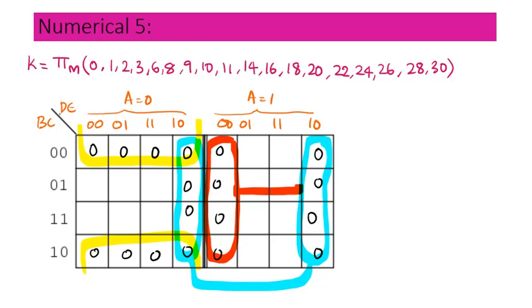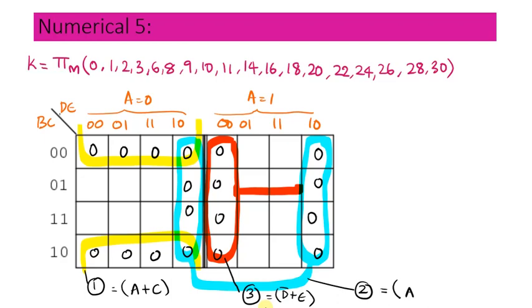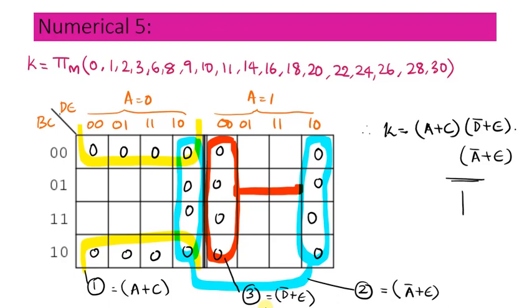Since we have 3 different groups here, I have the equation for the first group as A plus C, second group as D bar plus E and third group as A bar plus E. The total expression K is equal to A plus C into D bar plus E into A bar plus E, which forms a POS expression.